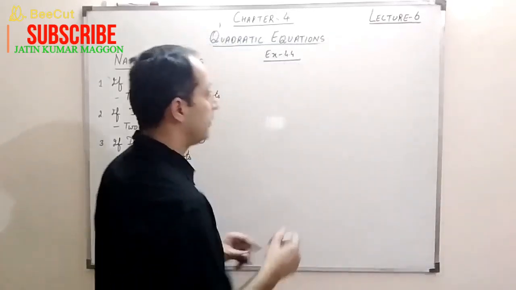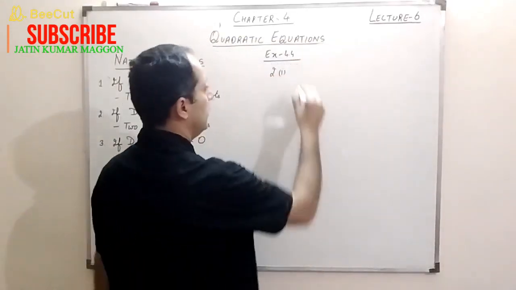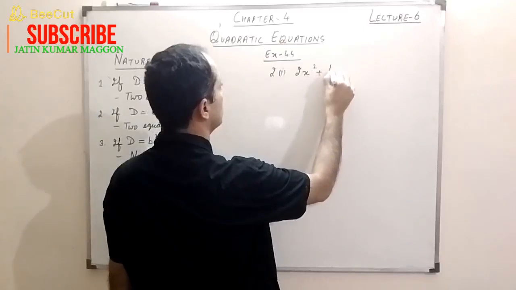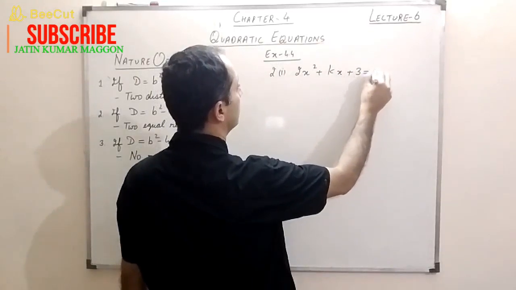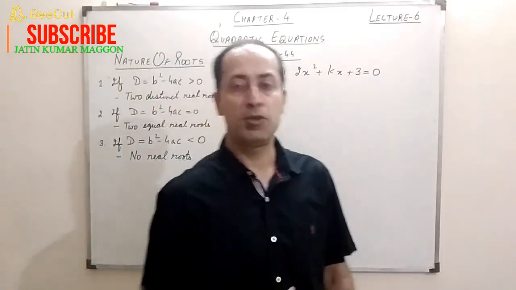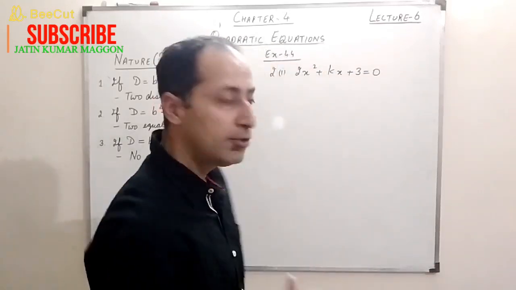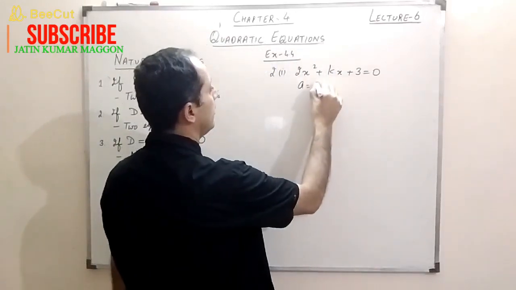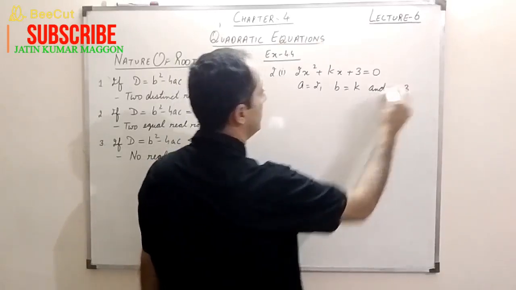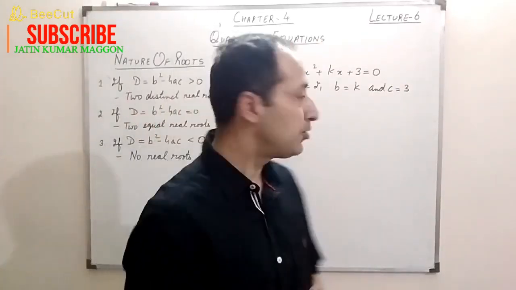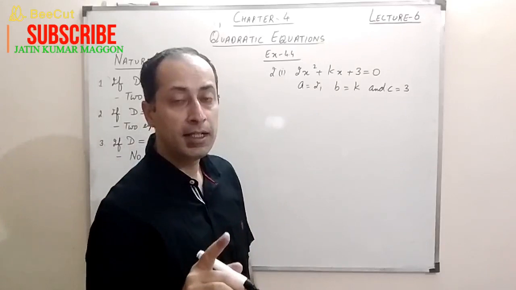Let's see the question now. The first part of this question is given as 2x square plus kx plus 3 equals 0. Alright, this is what is given to us: 2x square plus kx plus 3 equals 0. Now our first step would be to write the values of a, b and c. So comparing with the general form, we get a equals 2, b equals k, and c equals 3. Now we are given it has equal roots.